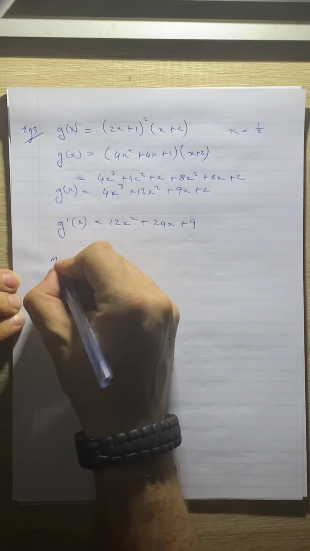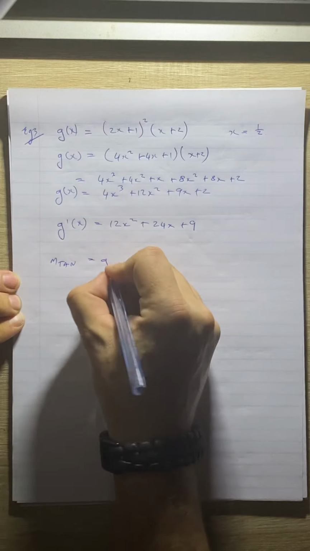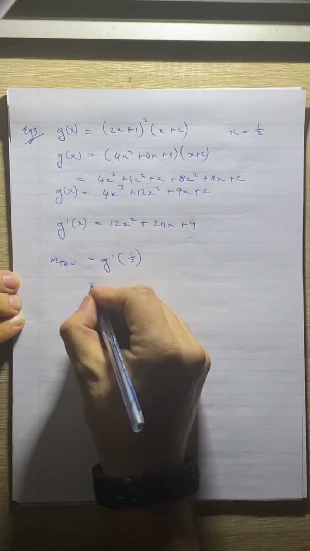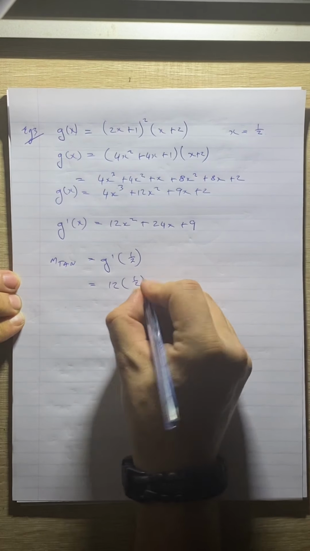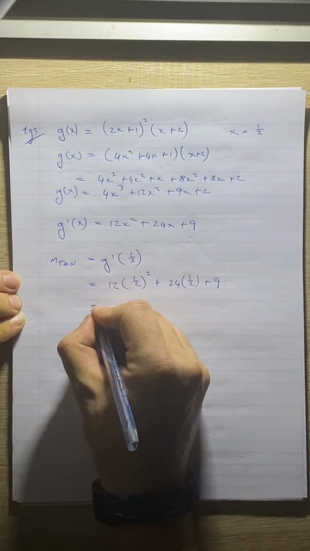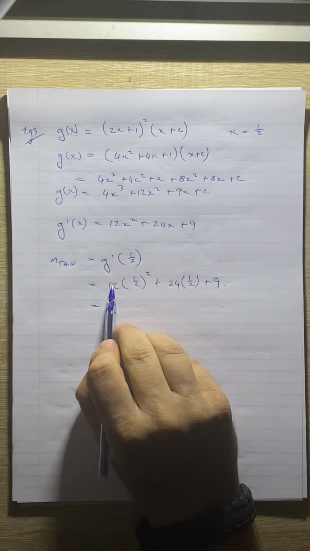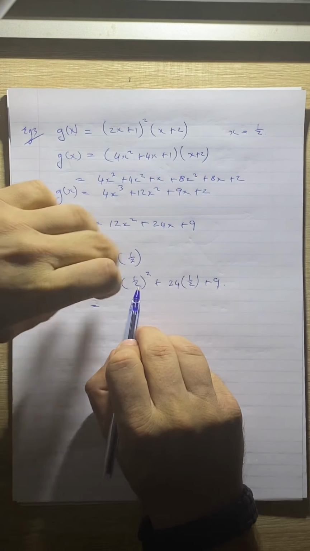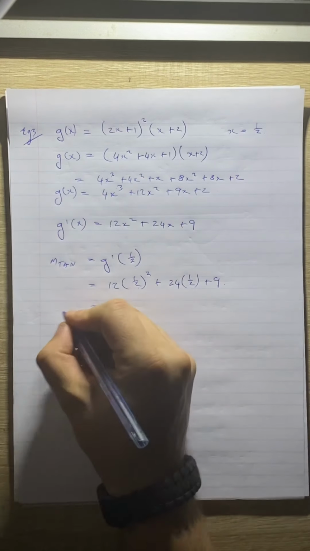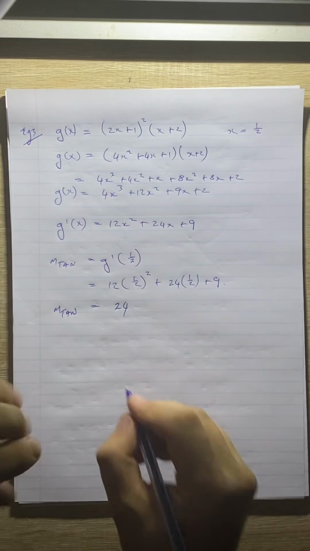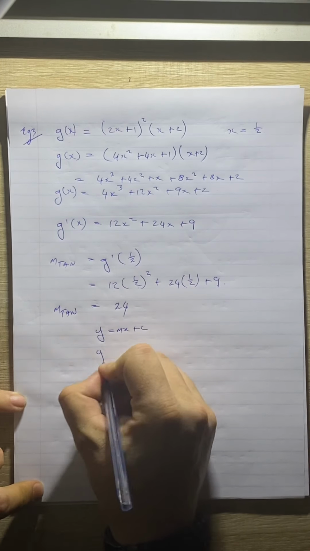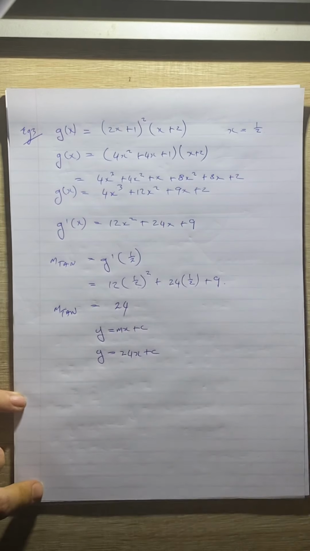Okay, so now the gradient of the tangent would be equal to g dash of 1 over 2, because we're interested in that point. So we get 12 times a half squared plus 24 times a half plus 9. Okay, so what is this? This is 12 divided by 4, which is 3. 3 plus 12 is 15, plus 9 is 24. So our gradient is 24. Okay, so y is equal to mx plus c. So y is equal to 24x plus c.